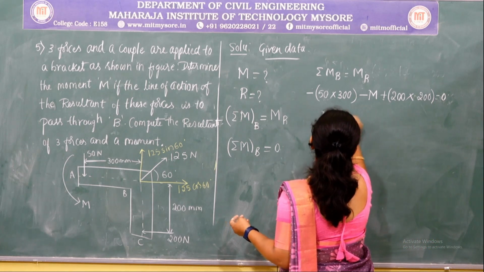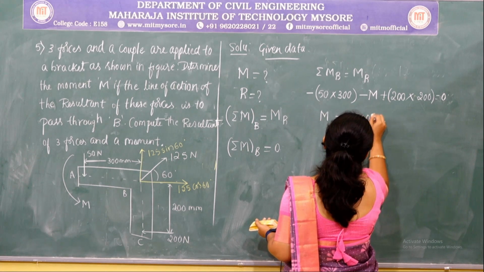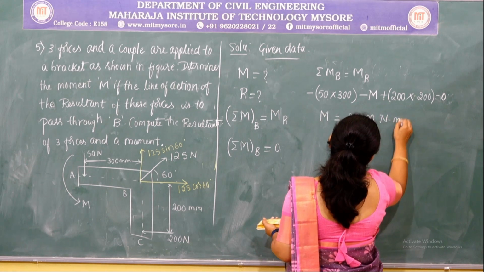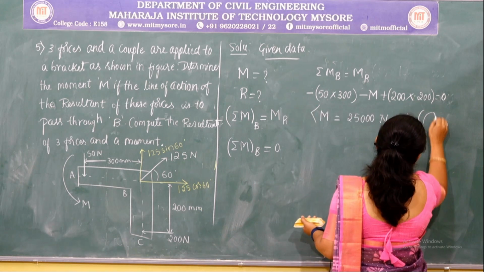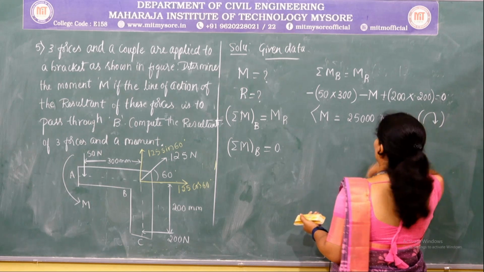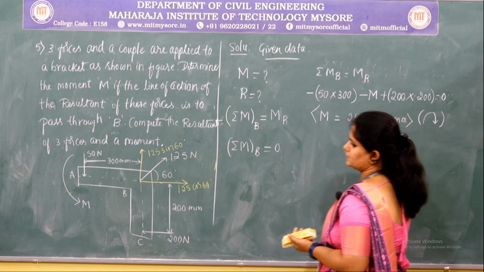So the value of m is 25,000 Newton mm clockwise. So we got this value.